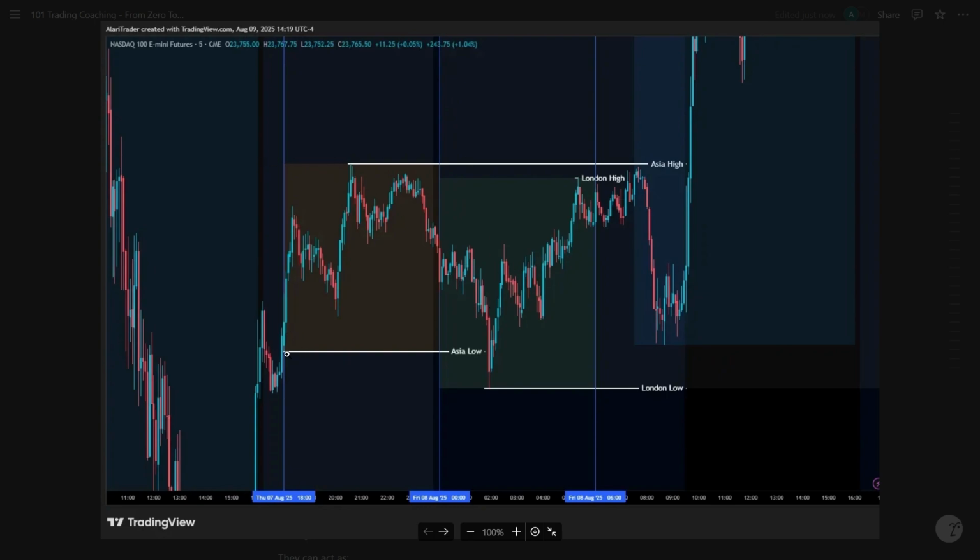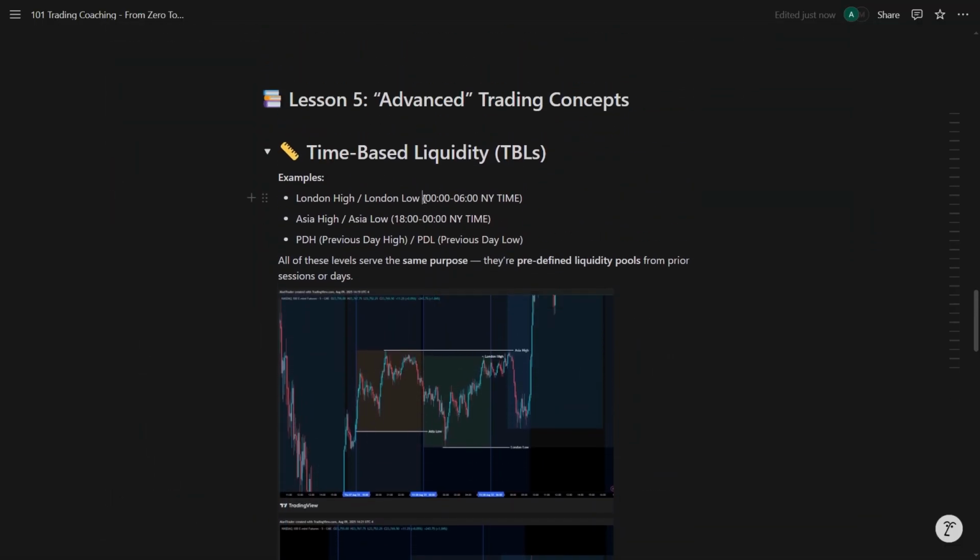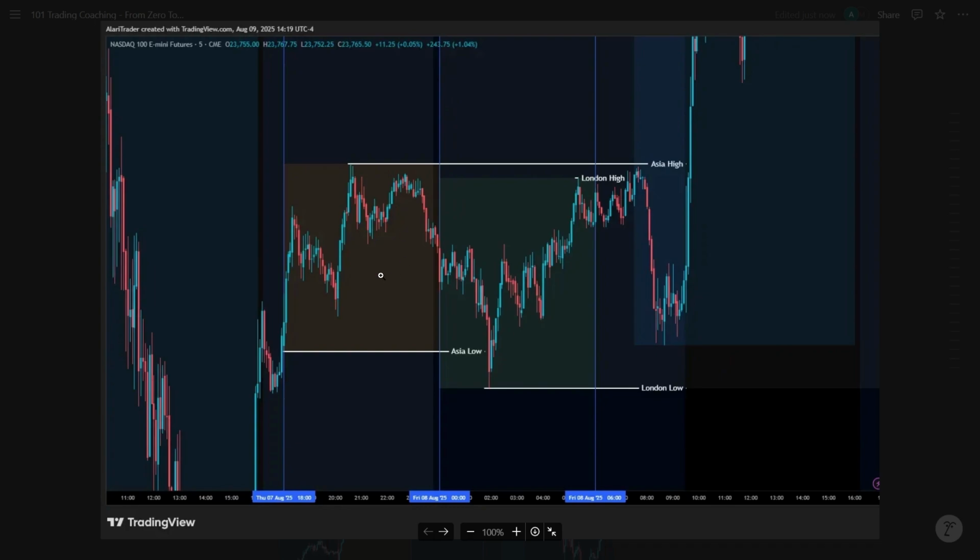It's basically the range within these time frames, and I've shown the time frames in here. So I use from midnight to 6 a.m. for London, and from 6 p.m. to midnight for Asia. So right here we have the Asia high and Asia low, and here we have the London low and London high, and these are basically very good key levels you can always use.